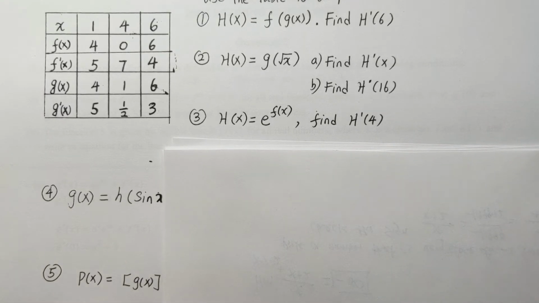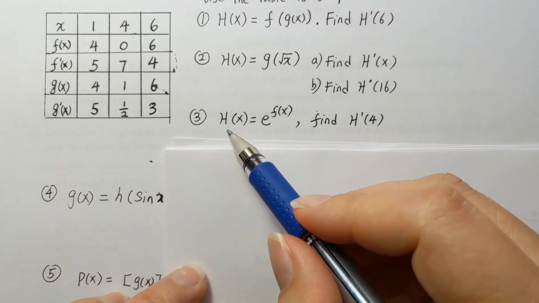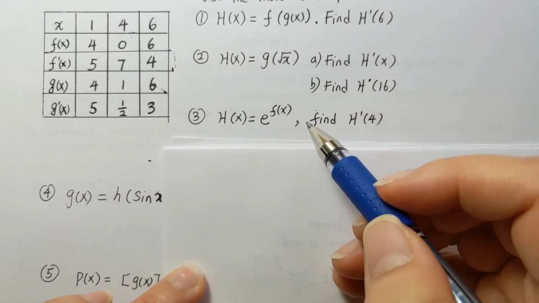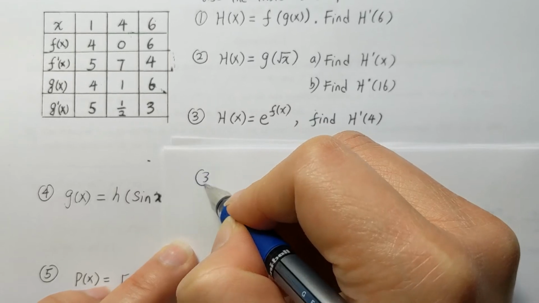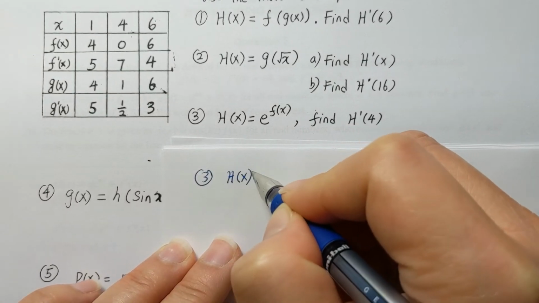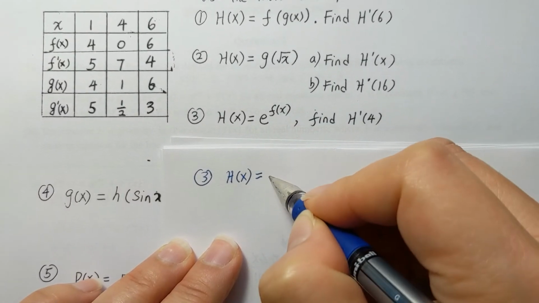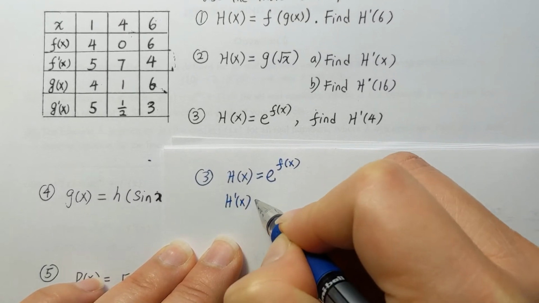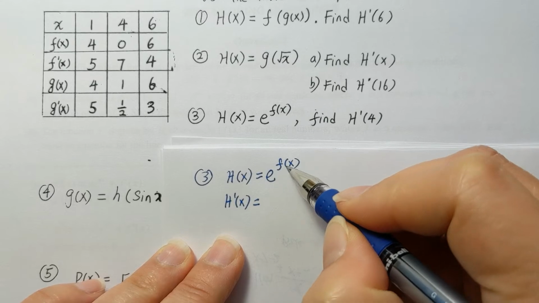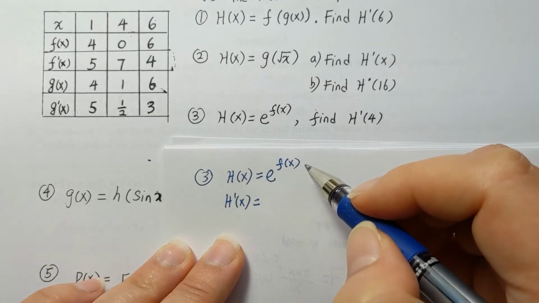Question number 3. You have h of x equal to e to the f of x, and you have to find h prime of 4. To find h prime of 4, you have to find the general derivative first, which is h prime of x. So it's e to the f of x. You think about e to the u.